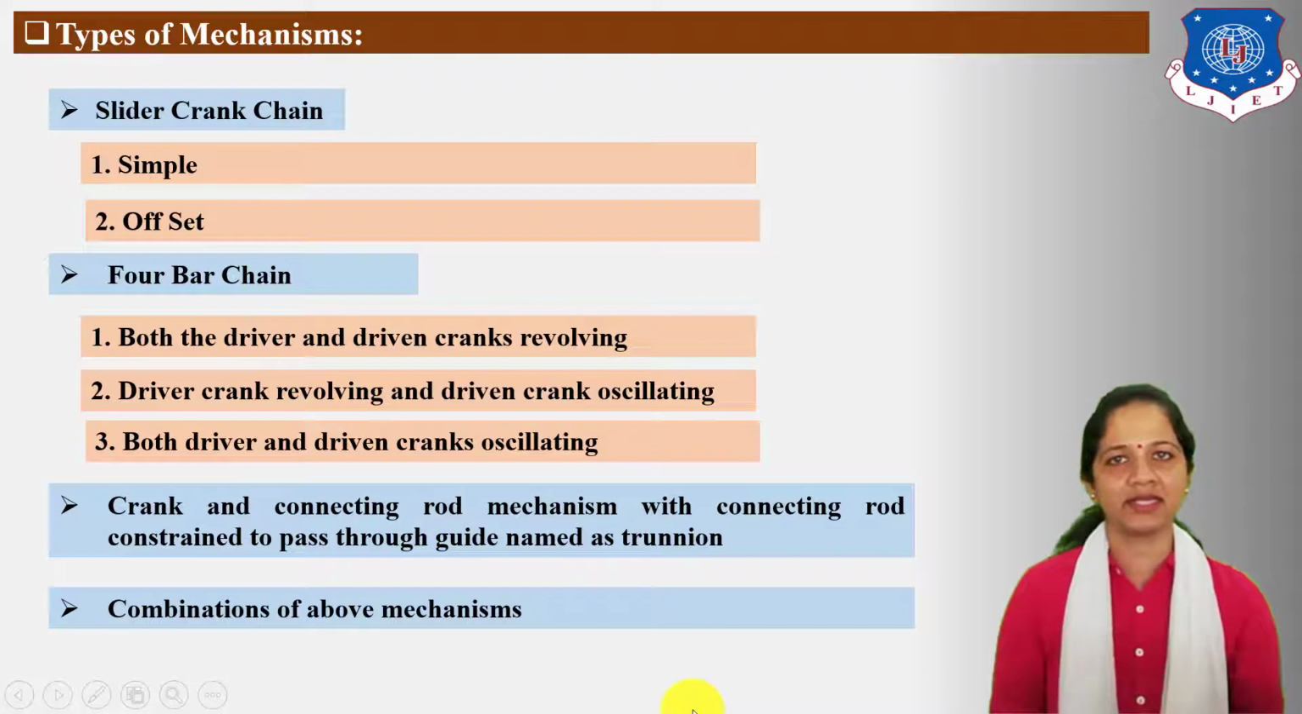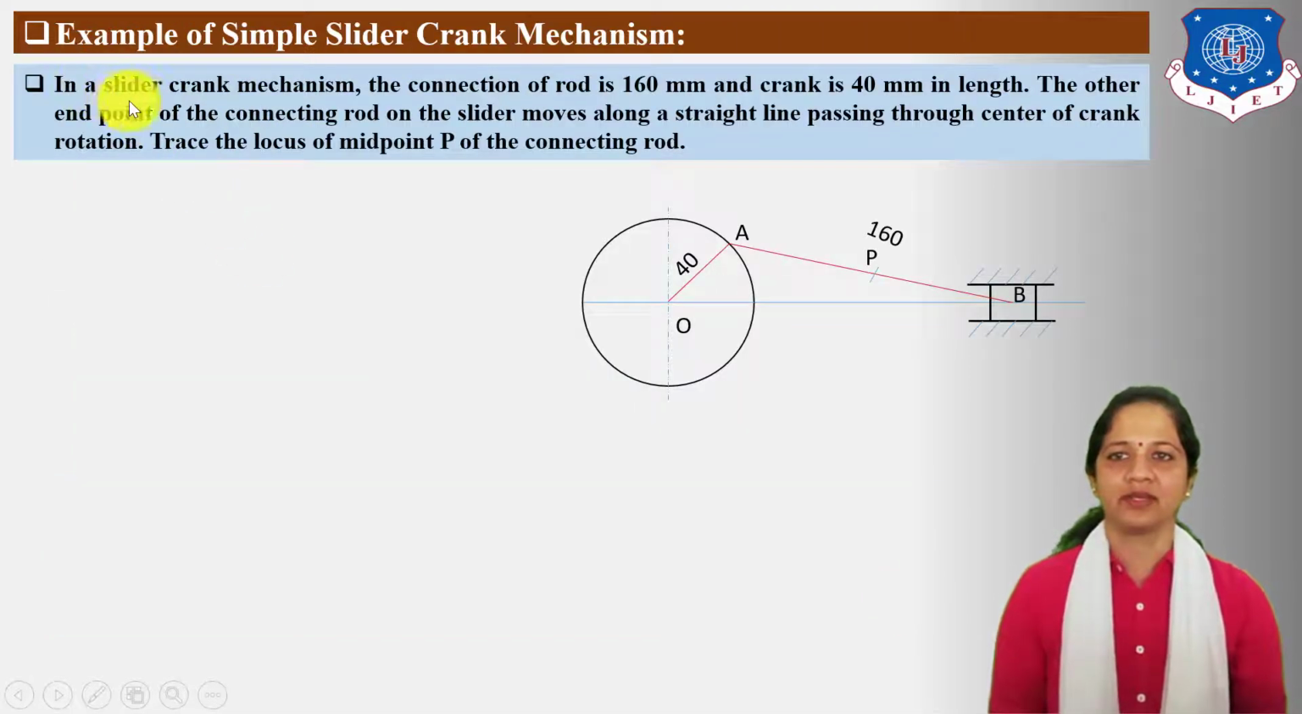So next, let us understand an example of simple slider crank chain mechanism. In a slider crank mechanism, the connecting rod is 160 mm and the crank is 40 mm in length. The other end point of the connecting rod, on the slider, moves along a straight line passing through the center of crank rotation. Trace the locus of midpoint P of the connecting rod.